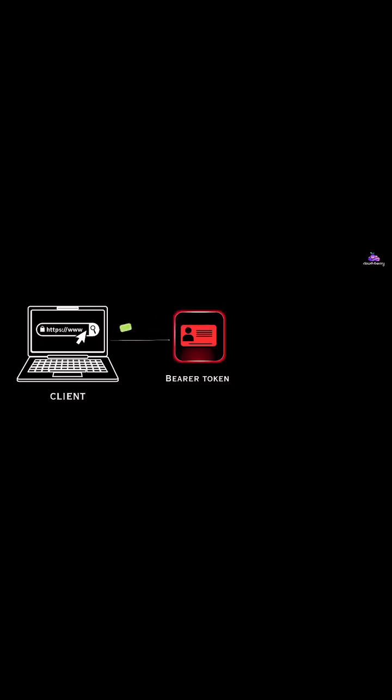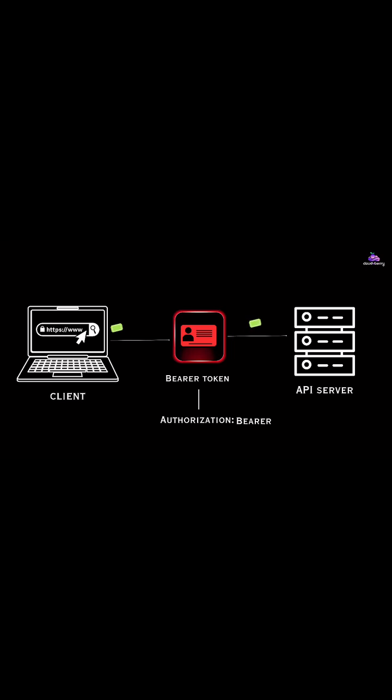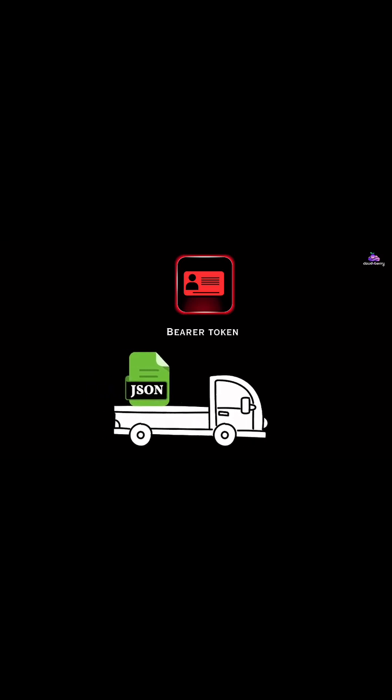As APIs and microservices became more common, another concept became widely used: bearer tokens. Bearer authentication means the client sends a token in the authorization header with the format Authorization: Bearer. The word bearer simply means that whoever holds the token is allowed to use it. The server verifies the token and allows access to the requested resource. This method is widely used in modern APIs because the server does not need to store session state. However, bearer tokens must be protected carefully because anyone who obtains the token can impersonate the user until the token expires.